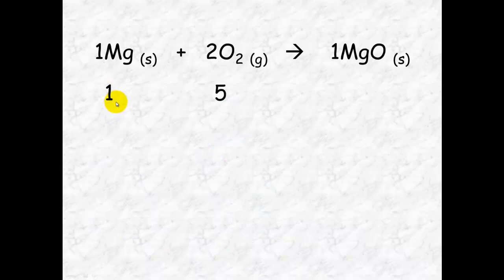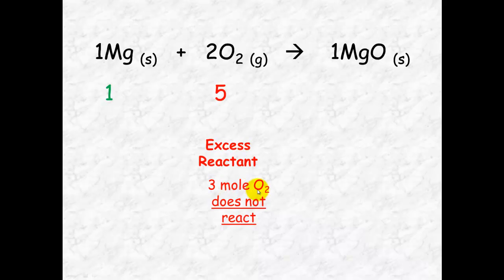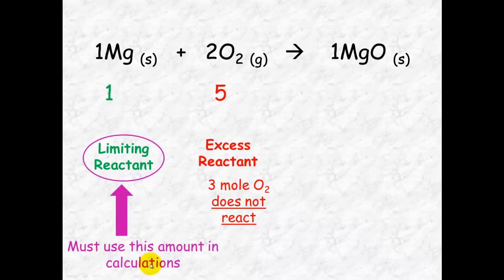Another example, if I've got 1 of magnesium and 5 of oxygen, again I need to have a look. It can only react in a 1:2 ratio. So here oxygen is in excess. 3 mole of oxygen does not react. So magnesium is the limiting reactant, and again we use the limiting reactant in calculations because this is the amount that will react with this to form our product.